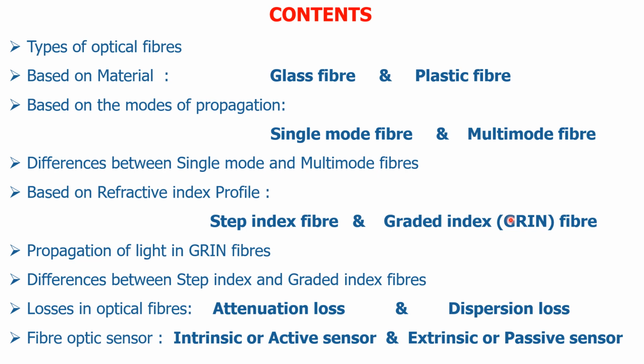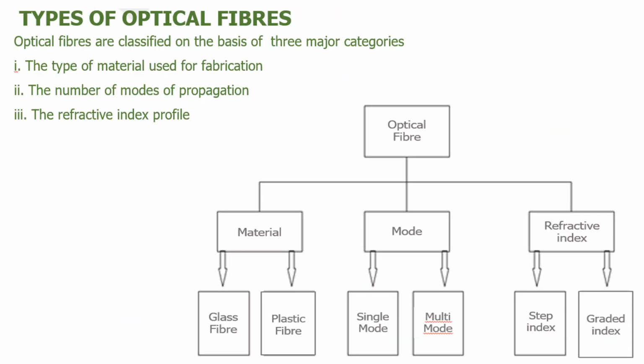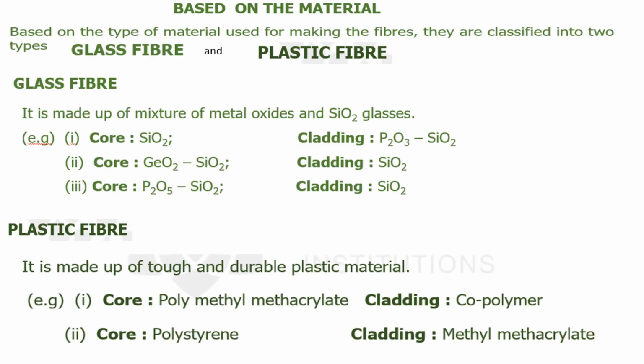Okay. So we will look into this picture now. This will clearly tell about the types, whatever I have told now. So optical fiber based on material, based on mode, based on refractive index. Based on material, it is classified as glass fiber and plastic fibers. Then based on mode, single mode and multi-mode. Based on refractive index, step index and graded index. Now let us go one after the other.